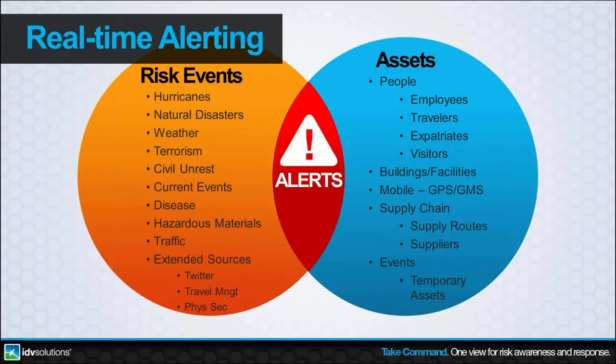So again, you're looking at risk events in the orange circle, as identified here, even to some extended sources that IDV has been creating connections to. So we're now being able to leverage things like social media, like Twitter. We can leverage things like your travel management system. We can leverage things like physical security and SCADA infrastructure, where some of that risk information coming from those underlying systems can be preemptively visualized against those things in the blue circle, your assets. So those things that you care about, the things that you're trying to protect.